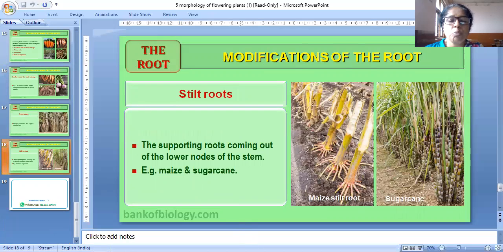Now we will learn about modifications of the stem. Ready? So, the leaf. The leaf is a lateral, generally flattened structure borne on the stem. It develops at the node and bears a bud in its axil.